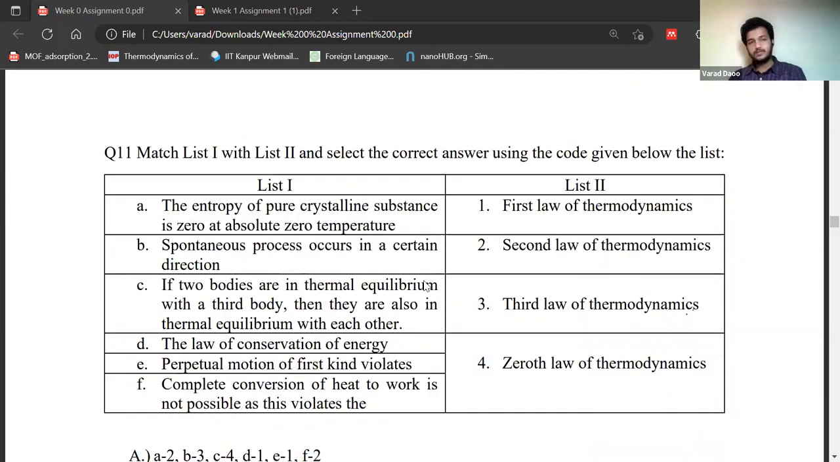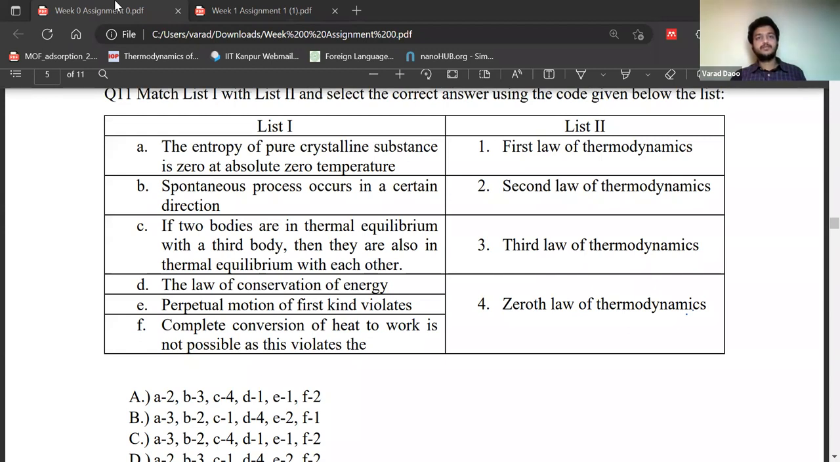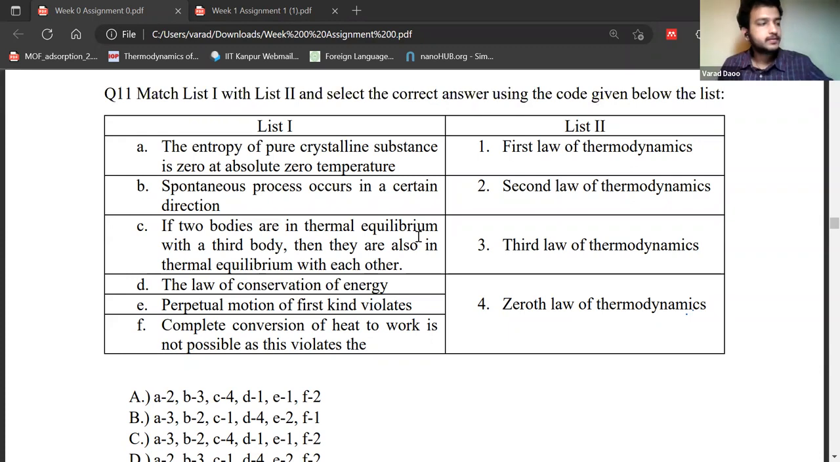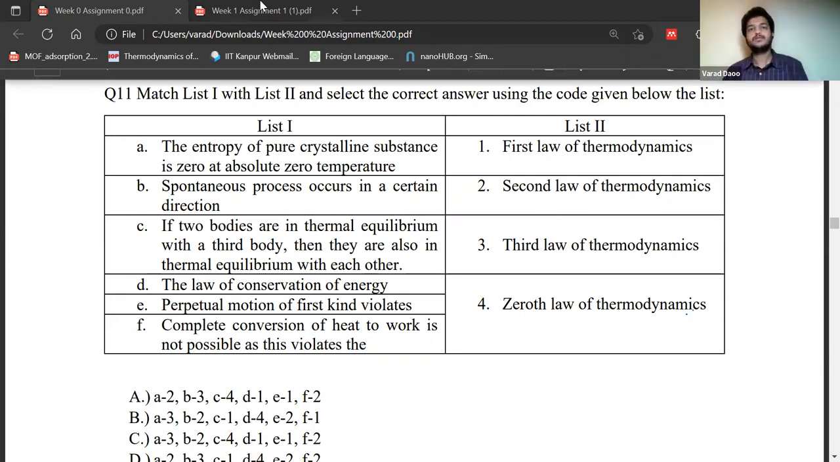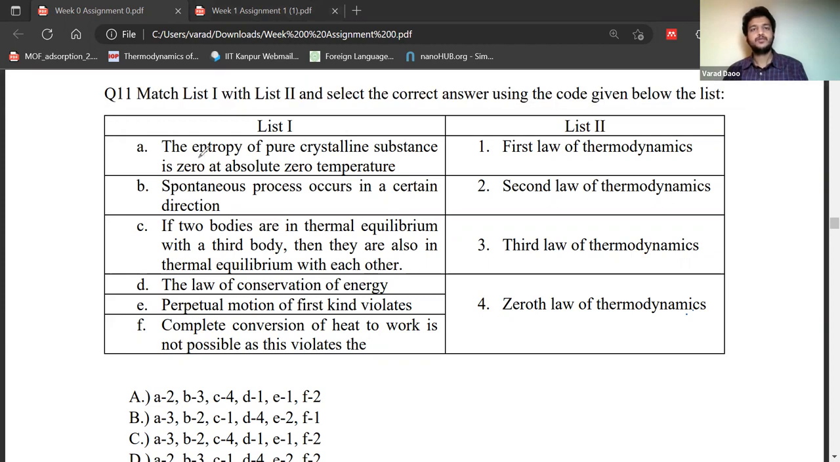So this is a very good question, which summarizes all the concepts about the laws of thermodynamics, which we have studied till now. So let us start. So what is the question?